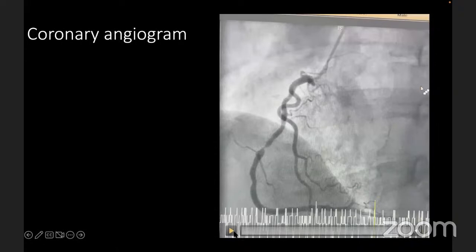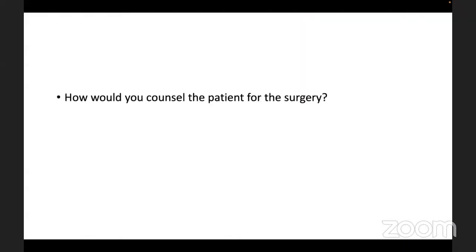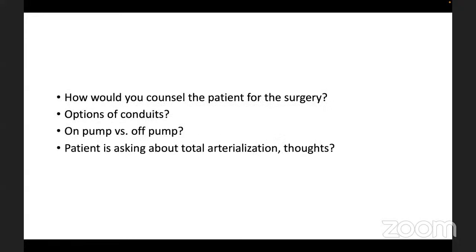Now it's more than 90%. The right now is very significant. So I will use the radial over this right. Yeah, I forgot the left. I will use the radial over the right and the RIMA over the OM, LIMA over the LAD for him, because he's young. What is the 10 years patency for radial artery versus great saphenous vein?